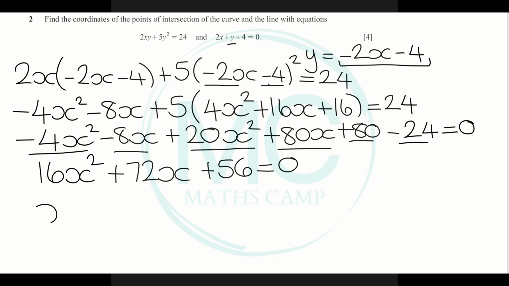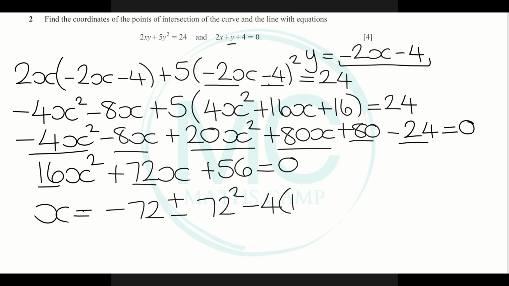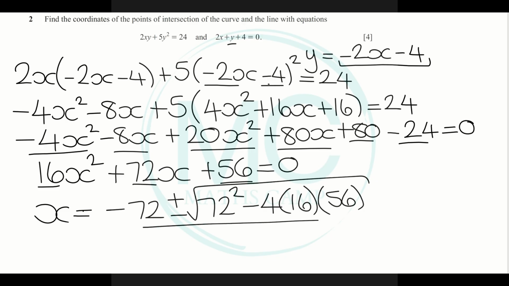And we can say x is equal to negative b. B is 72. This becomes negative 72 plus or minus the square root of 72 squared, minus 4 multiplied by a, which is 16, multiplied by c, 56, all over 2 multiplied by 16, which is 32.